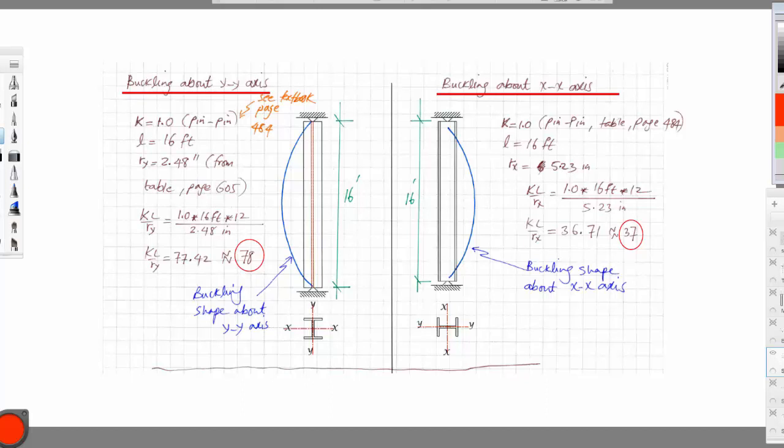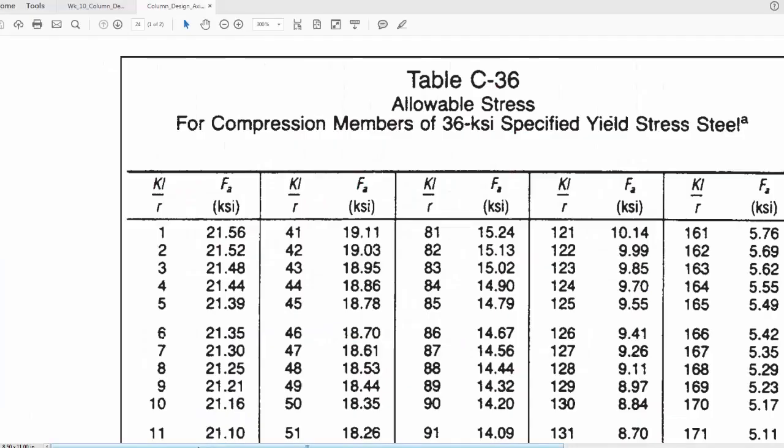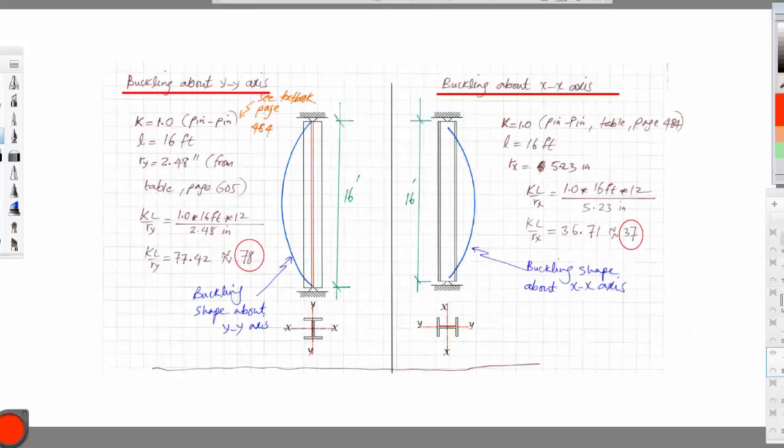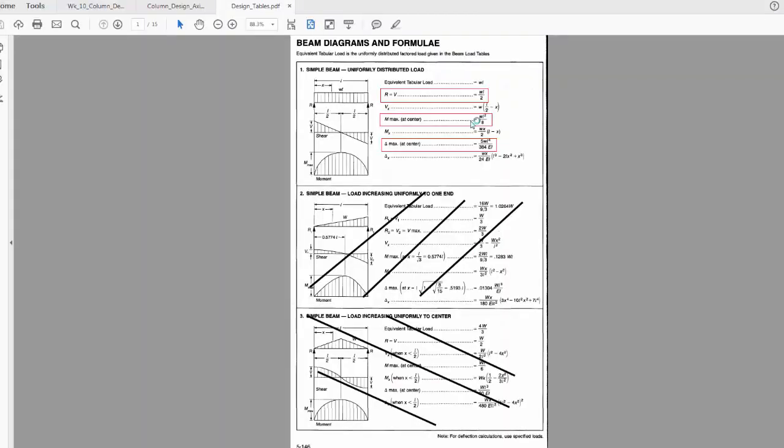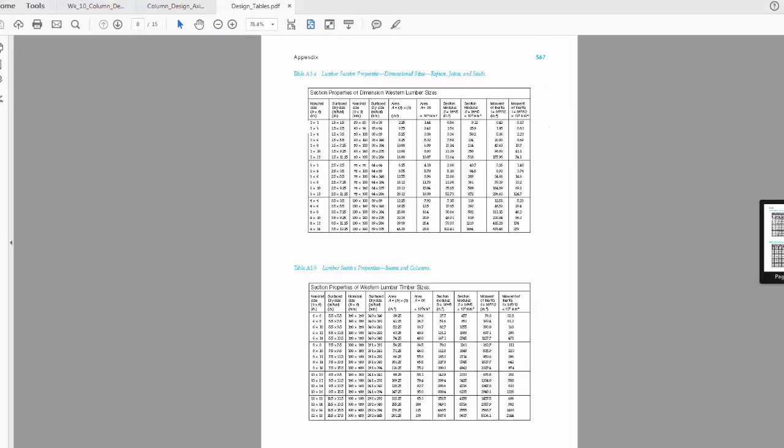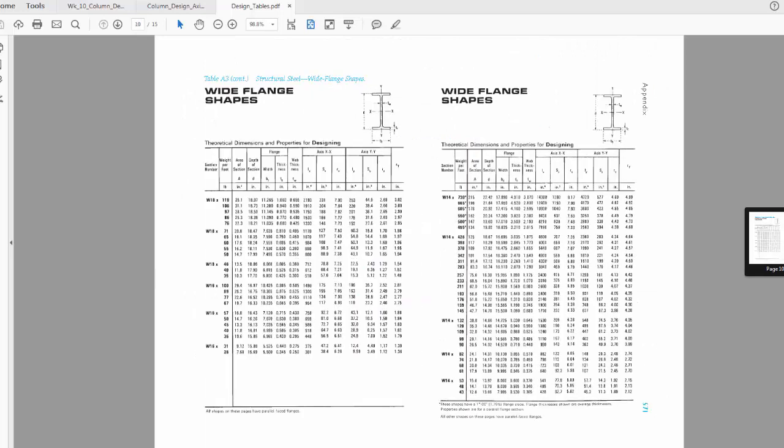So the K value, as you can see here, is equal to 1, and the entire length is given as 16. And for Ry, if you go to the tables, you'll see the value of Ry for this type. Let's get that value. Now we have a section W12 by 53.